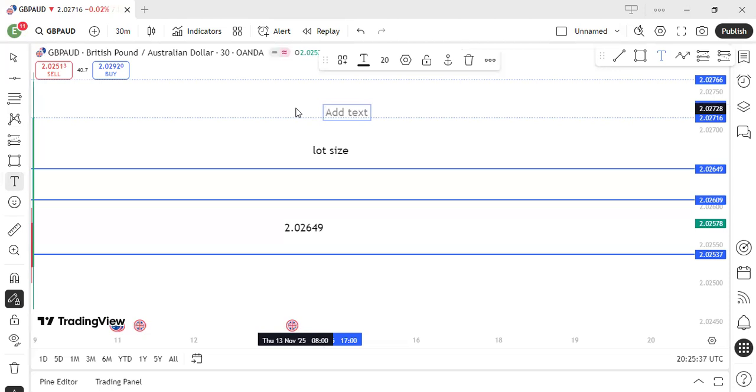So now, what is lot? I'll just explain it. Lot is the volume, or the quantity of currency you are trading.